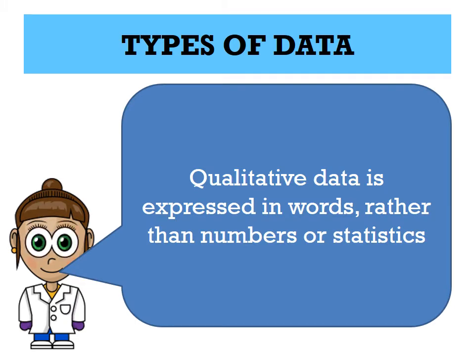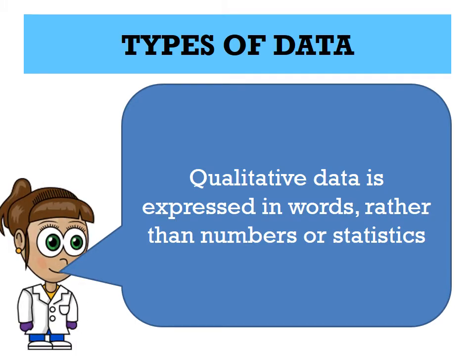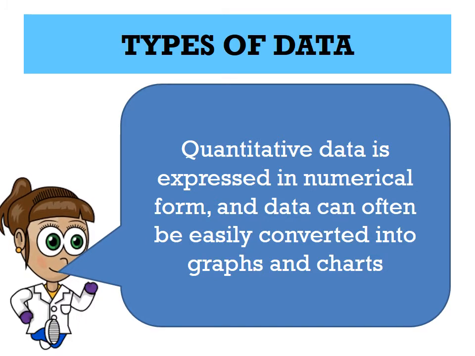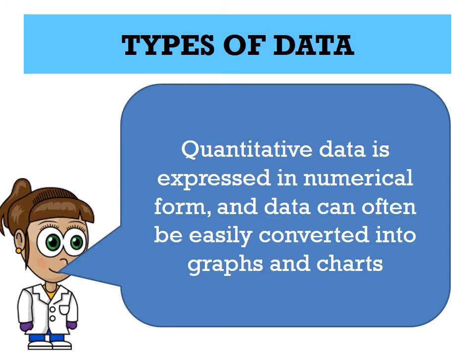Qualitative data is expressed in words rather than numbers or statistics, whereas quantitative data is expressed in numerical form, and data can often be easily converted into graphs and charts.